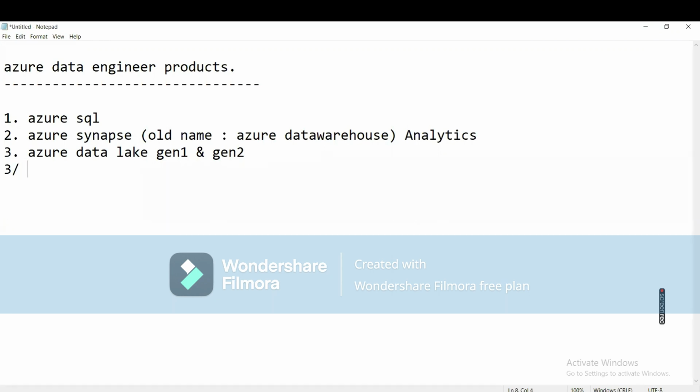But what is the connection between these things, and how can you import? Azure SQL is OLTP, and Azure Synapse and Azure Data Lakes act as targets within our Azure platform.